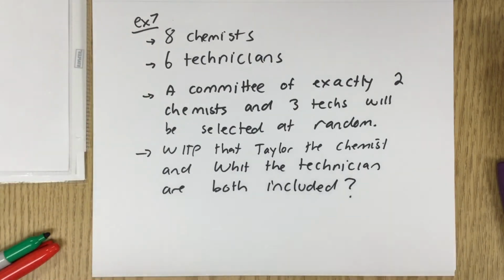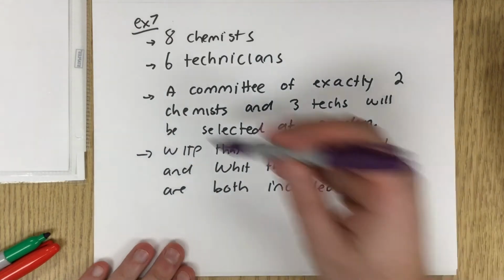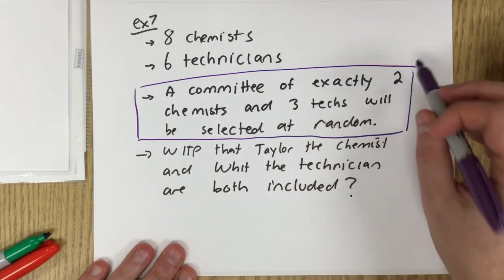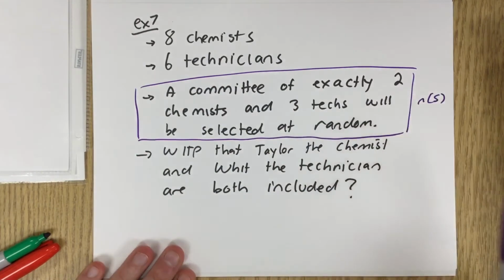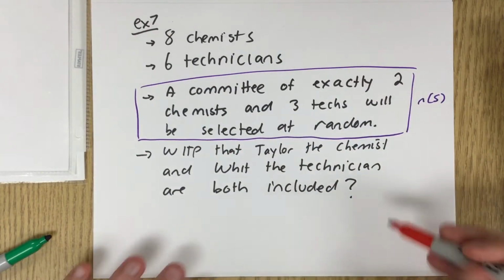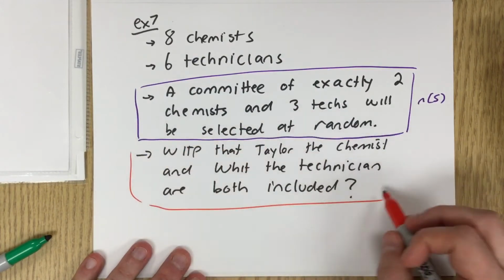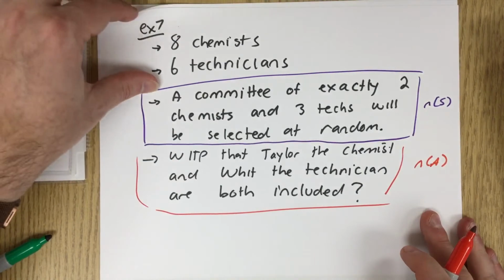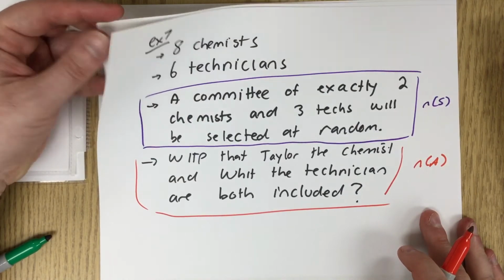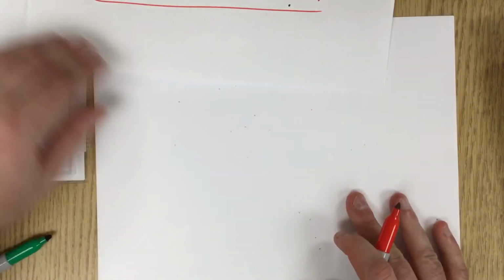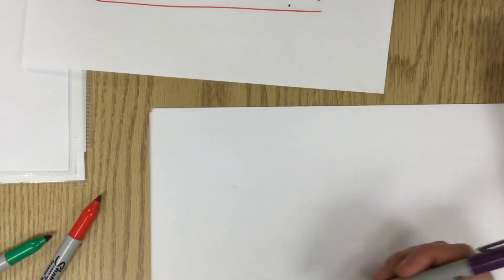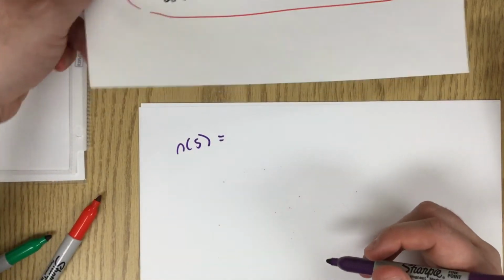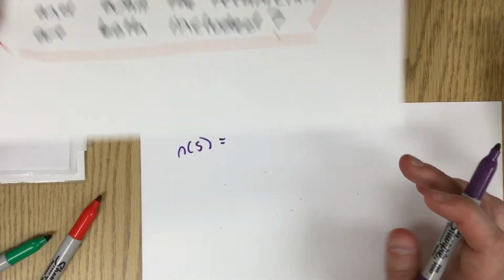So we're not randomly picking the people. This is going to affect the purple part, right? This is going to mess around with our NS. And then this part over here is going to be mucking around with the NA. So let's actually take a look at it. I'm going to need more space. So my NS for this one. I want to have exactly 2 chemists and exactly 3 techs.